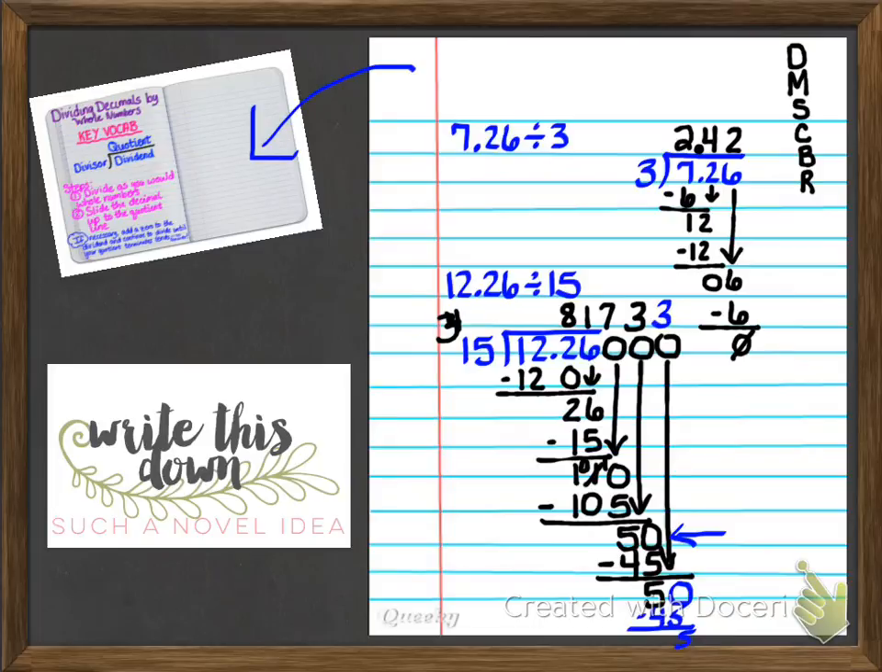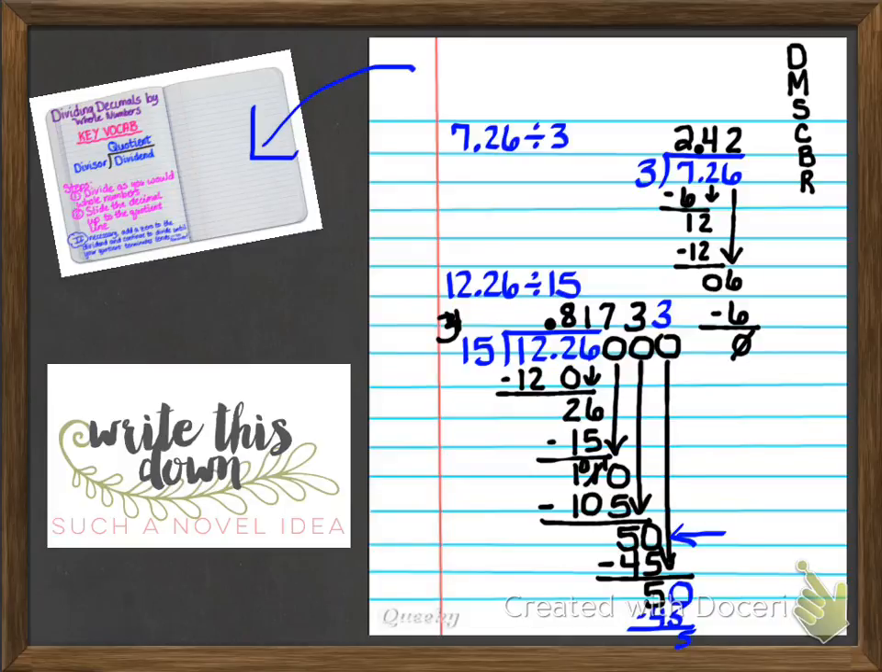So let me tell you how this is going to work. Before we go any further, let's go ahead and remember to slide our decimal point up from our dividend into our quotient. So no matter what, that's where your decimal is going. It's going to be decimal point 817.3, and then that 3 is what keeps repeating.